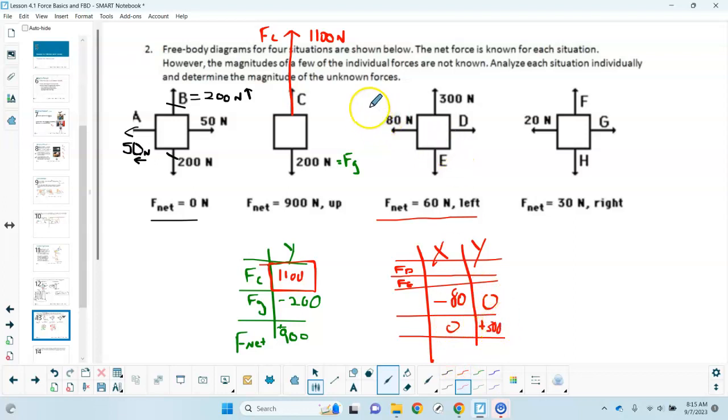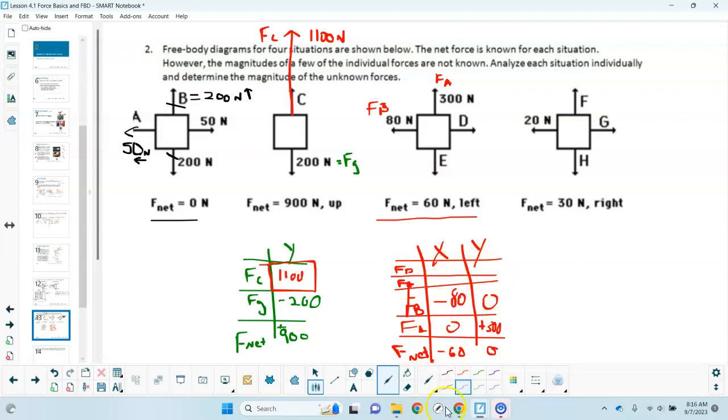These weren't labeled, these 2 rows. So like, I don't know, I could call this FB and FA. It doesn't really matter. Just so we have things to refer to. So FA, FB, and then we're looking at FD and FE. So the net force is 60 left, so this is going to be negative 60. Since it's only left, that's going to be 0 for our net in the Y.